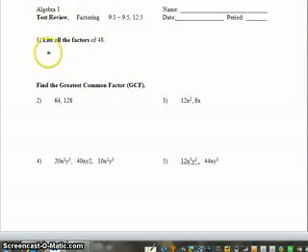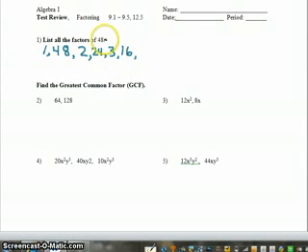Okay, to list all the factors of 48, let's just start with 1 and 48. Put a comma down there. If we go to 2, 2 goes into 48 24 times. 3 goes into 48 16 times. 4 goes into 48 12 times.